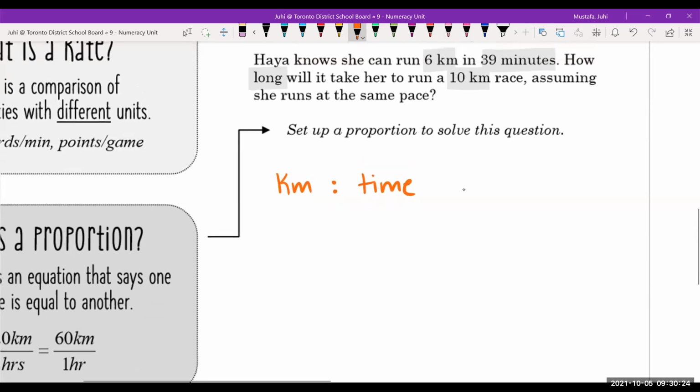Okay, so the 2 categories I have here are kilometers and time. And by the way, these units are not the same. So is this an example for ratio or a rate? Yeah, it's an example for rate, right? Because we have 2 different units.